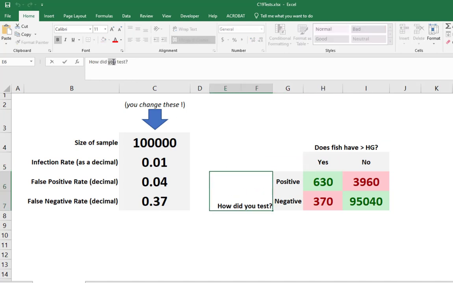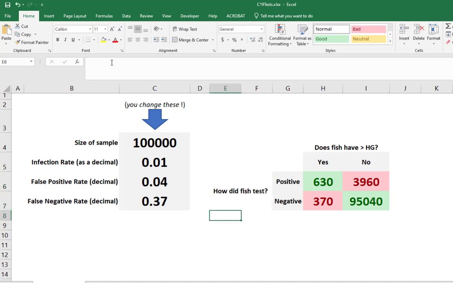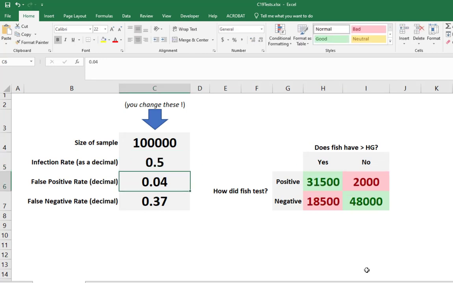And then how did the fish test? Okay, because it's going to be positive, negative, and yes or no. Those aren't going to change. What's going to change is these rates over here. So I just said we're going to make it 50% infection rate. The false positive rate is 4%, so I can leave it at that. And the false negative rate is 0.01.